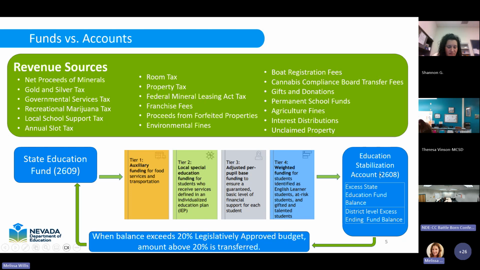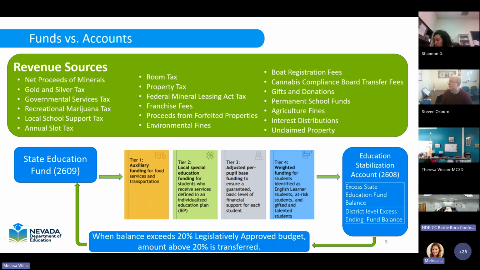Or there is a provision in NRS that if district ending fund balances exceed either their fiscal year 2020 ending fund balance or 16.6% of their prior year allocations, those excess funds could be returned to the education stabilization account. And they would stay there as a savings account.